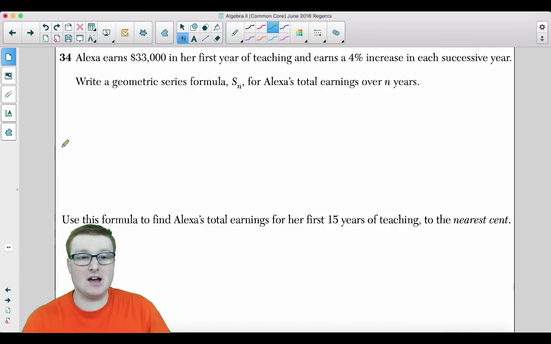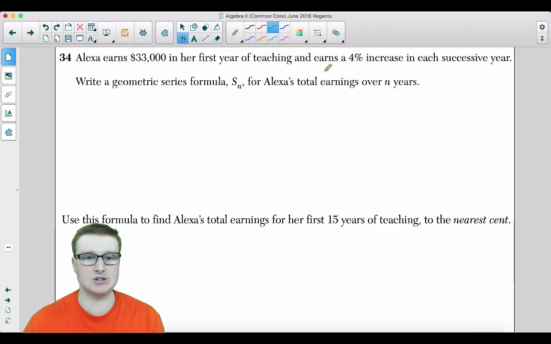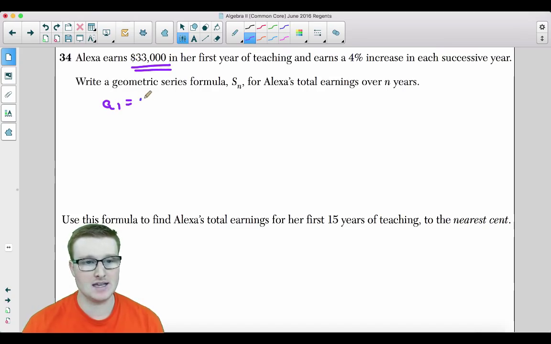Alexa earns $33,000 in her first year of teaching and earns a 4% increase in each successive year. Write a geometric series formula, S of n, for Alexa's total earnings over n years. So her starting amount, which is your A sub 1, is $33,000. The rate of increase is 4%, which is the same thing as 0.04.